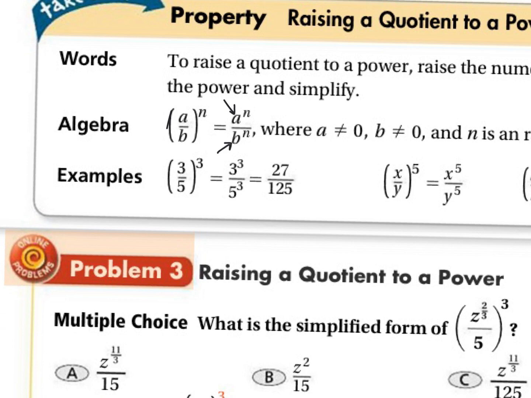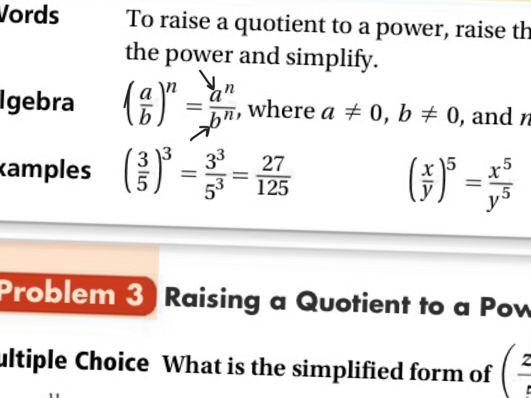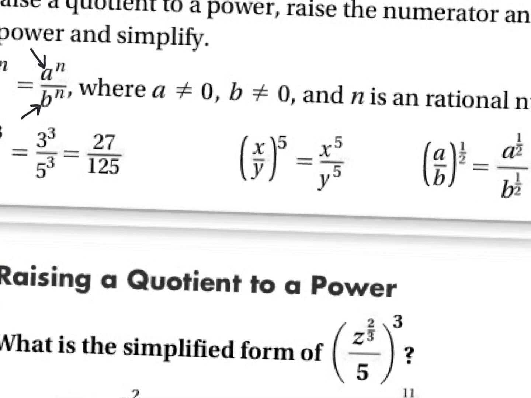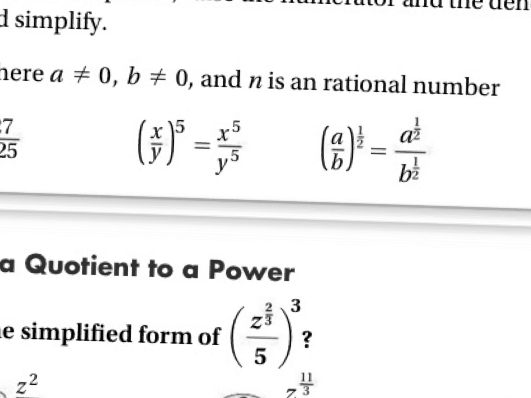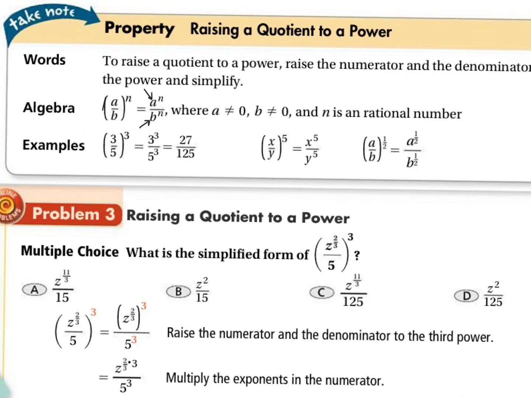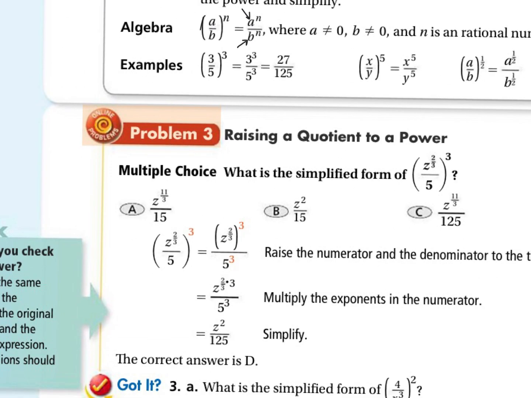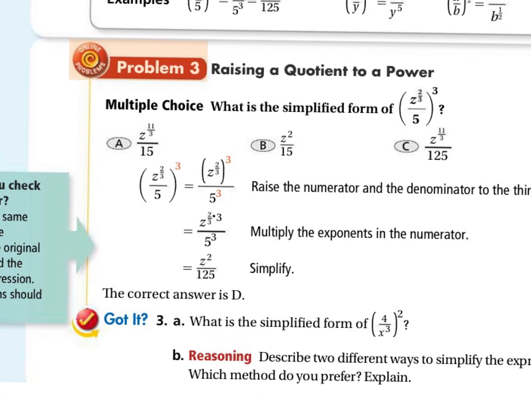3/5 cubed, that could be the same as 3 cubed over 5 cubed. X over y to the 5th would be x to the 5th over y to the 5th. A over b to the 1/2 would be a to the 1/2 over b to the 1/2. Sometimes that allows us to get more of a simplified form for our answers.